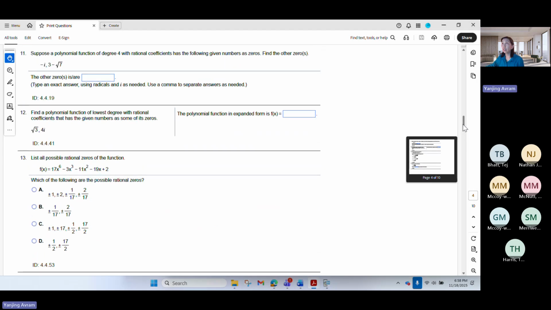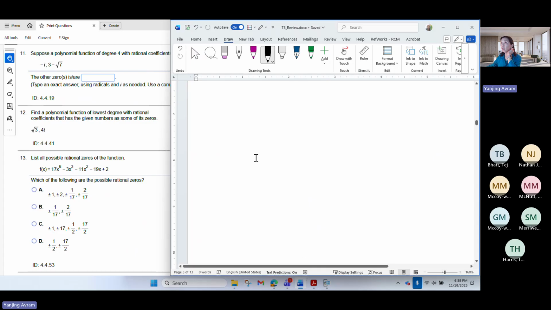Okay, let's look at number 11. This number 11 is in section 4.4. Suppose a polynomial function of degree four with rational coefficients has the following given numbers as zeros. Find the other zeros. Okay, so what do the other zeros mean? One thing is, in a polynomial, the conjugate is always a solution. Okay, so if I have a negative i, what is my conjugate?